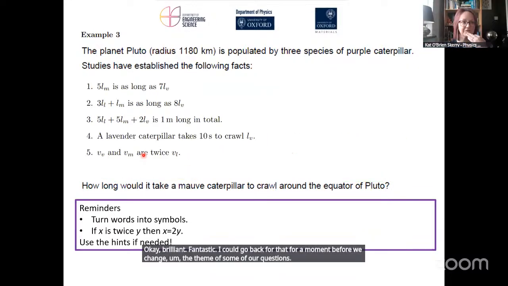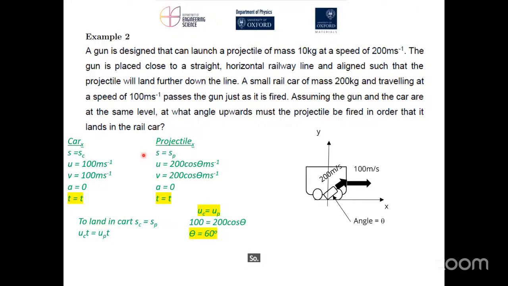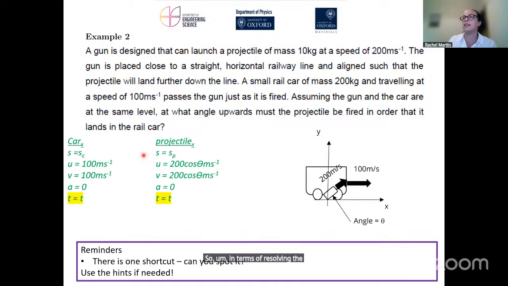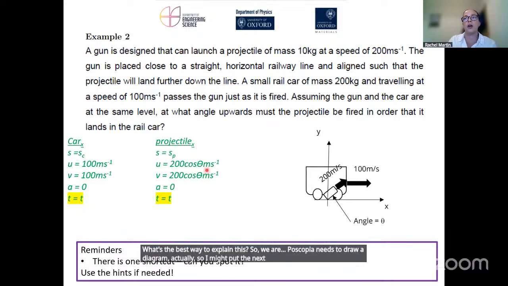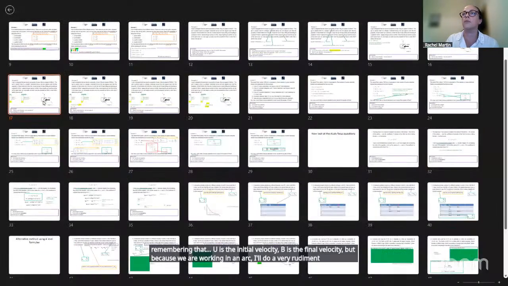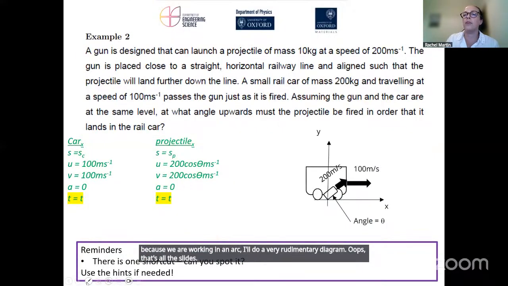Fantastic. I could go back with that for a moment before we change the theme of some of our questions. Perfect. So in terms of resolving the velocities, what's the best way to explain this? So possibly I need to draw a diagram actually. So I might put the next question up, but it's about remembering that U is the initial velocity, V is the final velocity, but because we are working in an arc, I'll do a very rudimentary diagram. Oops, that's all the slides.